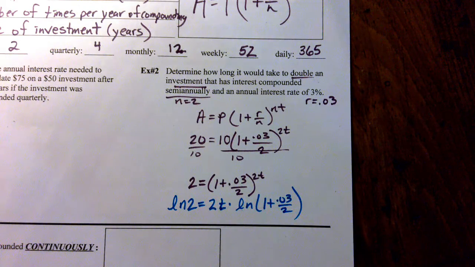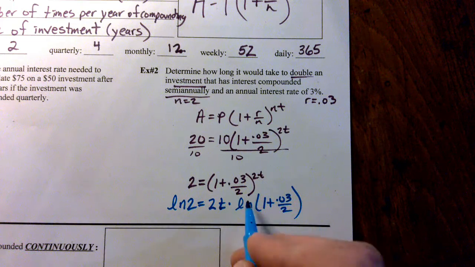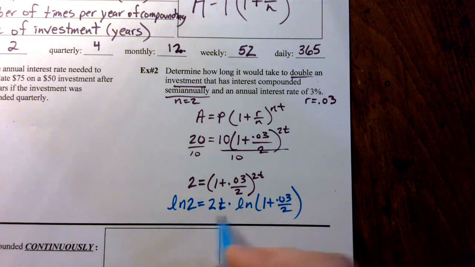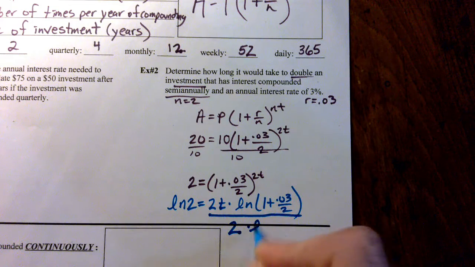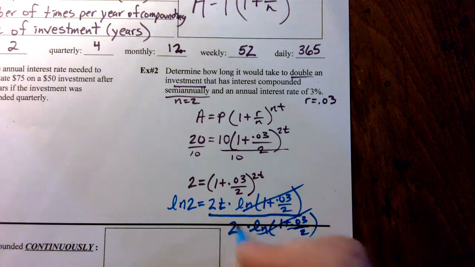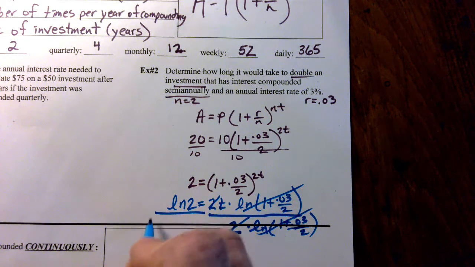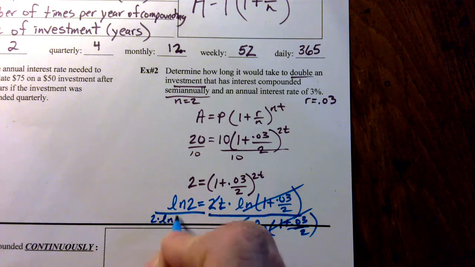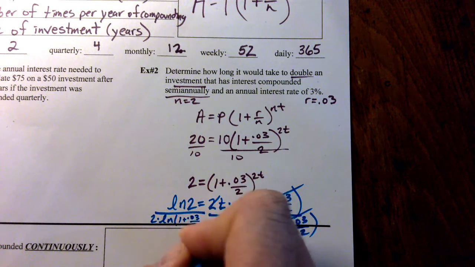And now what is that? That is literally just a number. Natural log of this is a number, and then there's a 2 there. So watch this. If I divide this whole side by 2 times the natural log of 1 plus 0.03 over 2, this will cancel, this will cancel, this will cancel. And if I do that to this side, I'm running out of room here, but hopefully you understand what I'm writing: natural log of 1 plus 0.03 over 2.